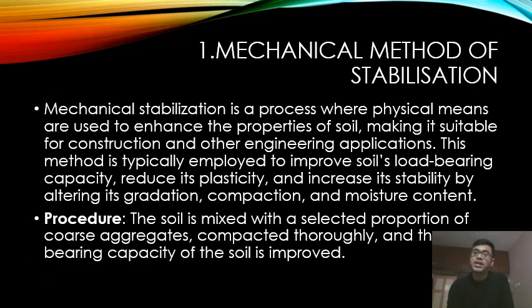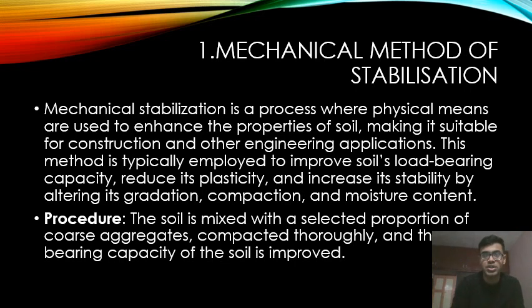The first one is mechanical stabilization. Mechanical stabilization means we stabilize the soil with the help of mechanical means, like using a roller. A roller is a mechanical thing. We use the roller to stabilize the soil. This is a normal stabilization process. We used to see this in road construction also, and in any soil. So this is the mechanical method of stabilization.